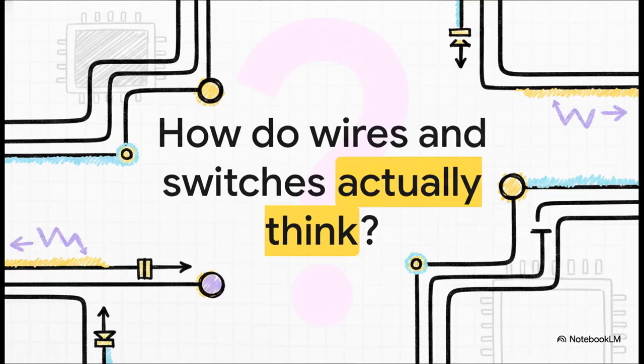So I want to pose a question to you right off the bat. How does a machine made of nothing but wires and tiny switches actually think? We're going to look right past those glowing screens and beautiful interfaces to understand the exact physical path that data takes inside the hardware. And hey, by the time we're done, you're going to see that it's not magic at all. It's just a highly organized, incredibly fast system of pure logic.